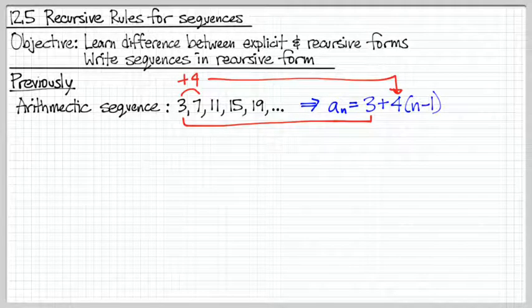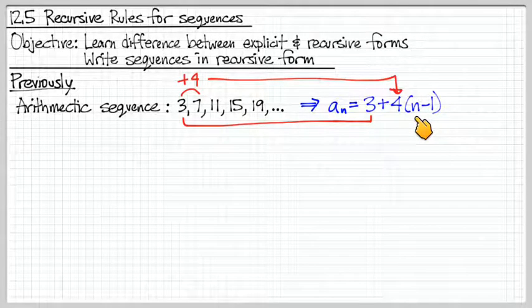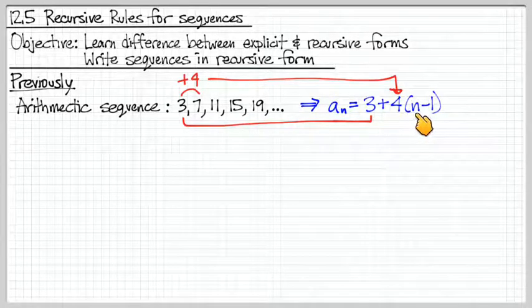This is an explicit rule because if I want to find the 10th term, I plug 10 into here and I get the 10th term. If I want the 100th term, I put 100 into here, into n, and I solve and I get my 100th term.